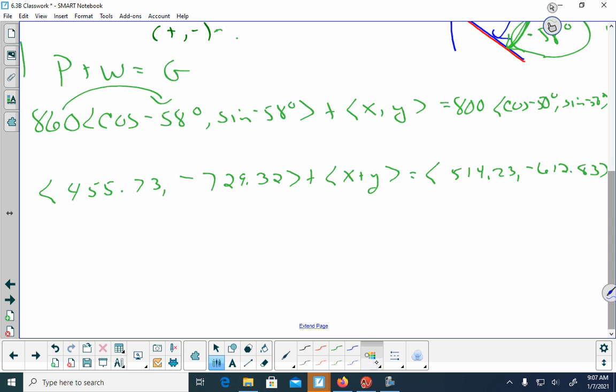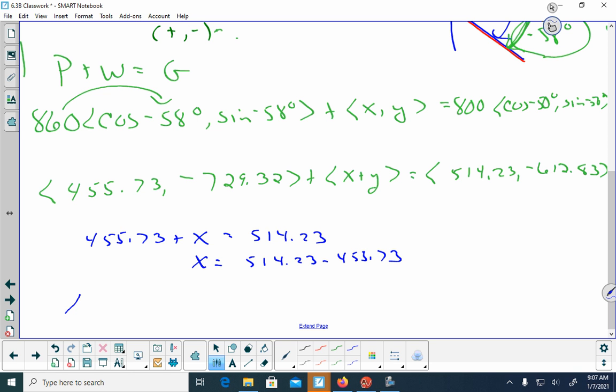So what I'm doing when I'm solving this is I have 455.73 plus whatever that exponent is equal to 514.23. So to solve for that x, I'm going to take 514.23 and subtract that 455.73. When I do that, my x ends up being 58.5. Do the same thing for the y: I'm going to take the 612 and subtract the negative 729, and I get 116.49.